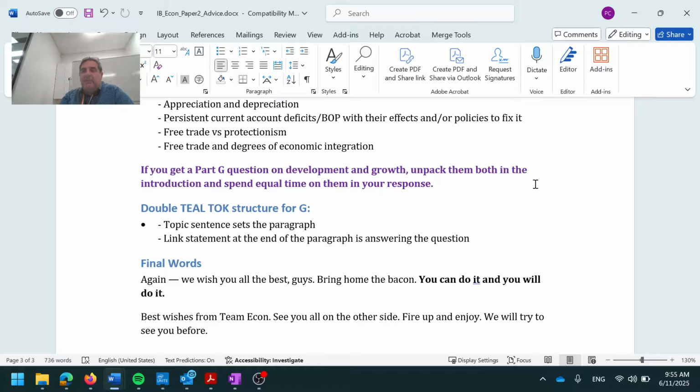So I would spend a bit of time in the intro unpacking the two, and then in your response, I would spend equal time on growth and development. Do not just talk about one, talk about both, and if need be, separate the paragraphs on the basis of things that contribute to growth and then other things which contribute to development, right? But you must treat them equally if they're both mentioned in the question.